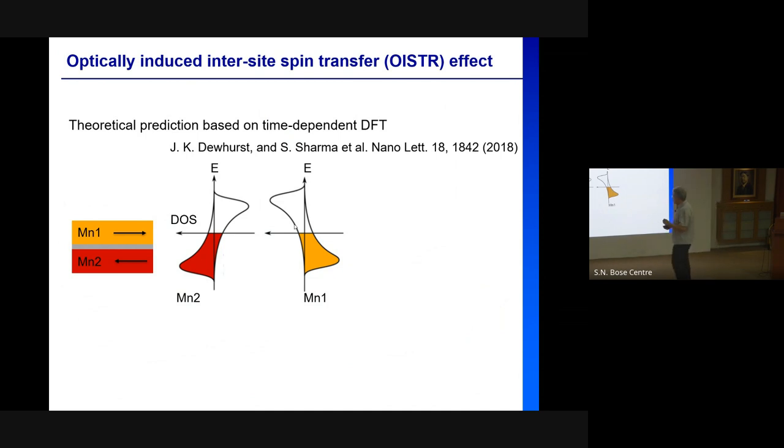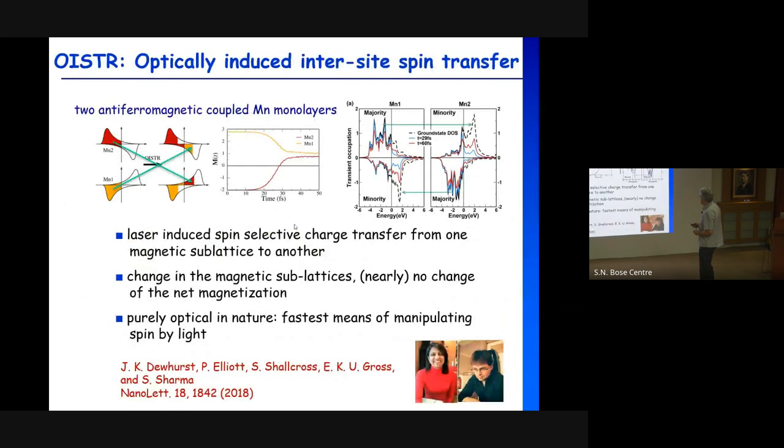Now, when you optically excite it, you have a problem here. You have a lot of occupied states here, but nearly no unoccupied states in this channel. But here you have nearly no occupied states, but a lot of unoccupied states. Both channels are not strong because of the lack of density of states of one of the species. But at the interface, you can excite from this area into the huge unoccupied part of the other layer, or vice versa. After a lot of fighting, we call that inter-site spin transfer, or the OISTR effect.